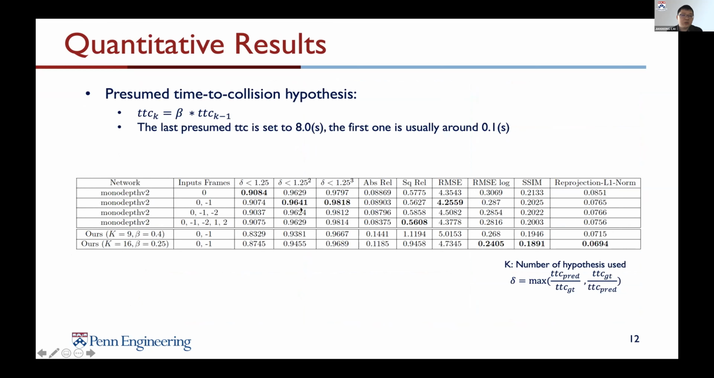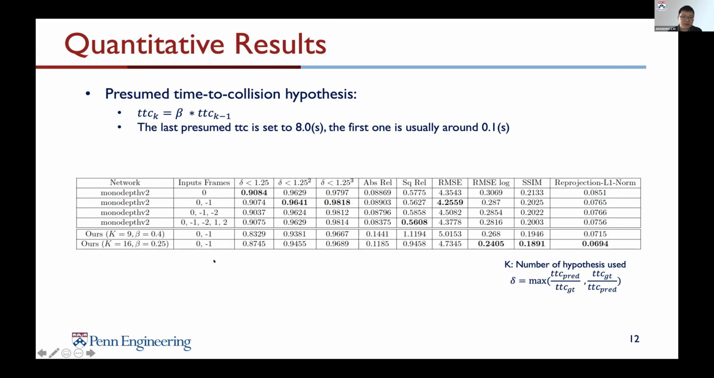We also show some quantitative results. The quantitative results are shown in this figure, where for our method, K stands for the number of hypotheses used. Usually we use 16 hypotheses, and the hypothesis testing range goes from 0.1 as the smallest one to 8.0 as the biggest one. For everything bigger than 8.0, because it's not an imminent threat, we basically clip the value there.